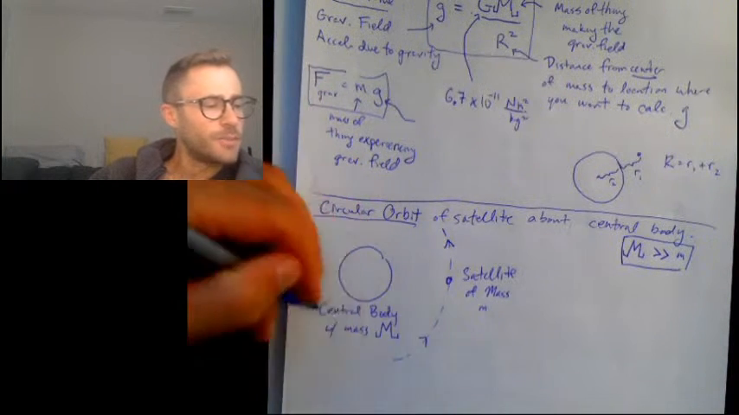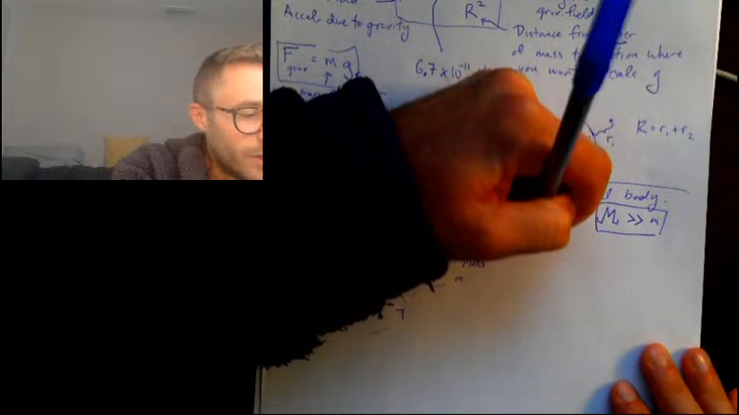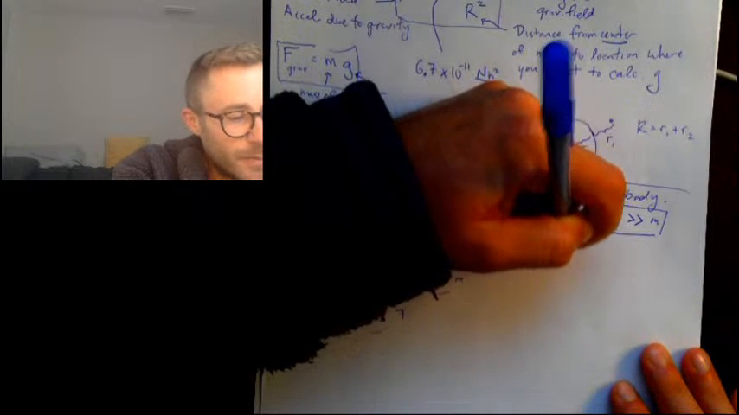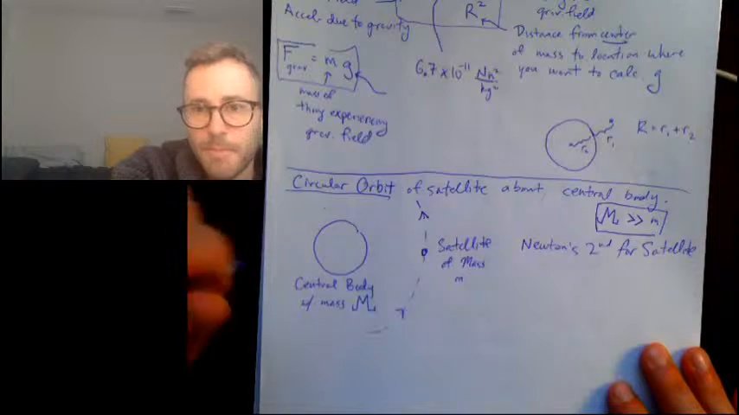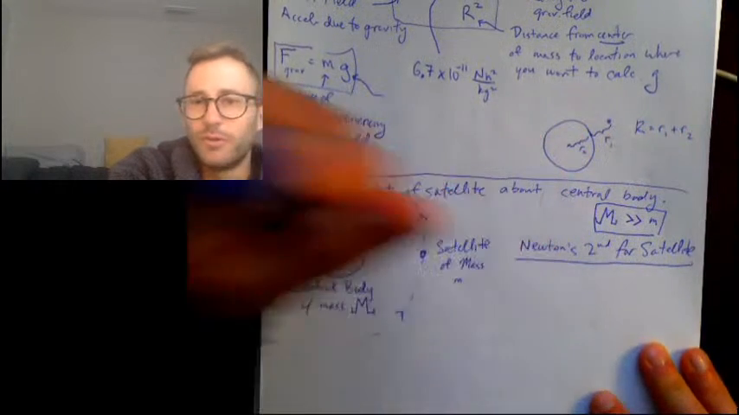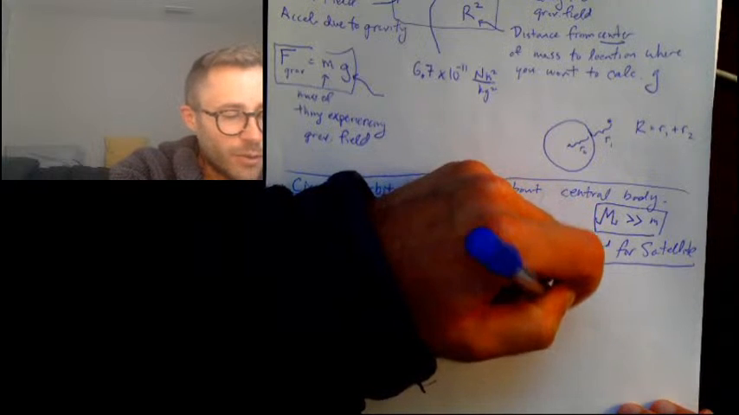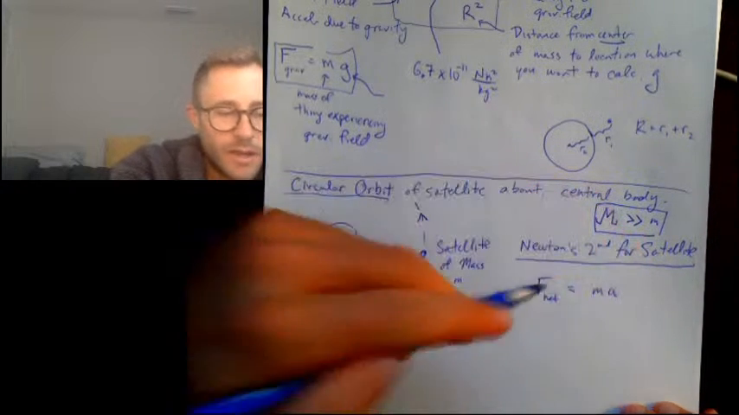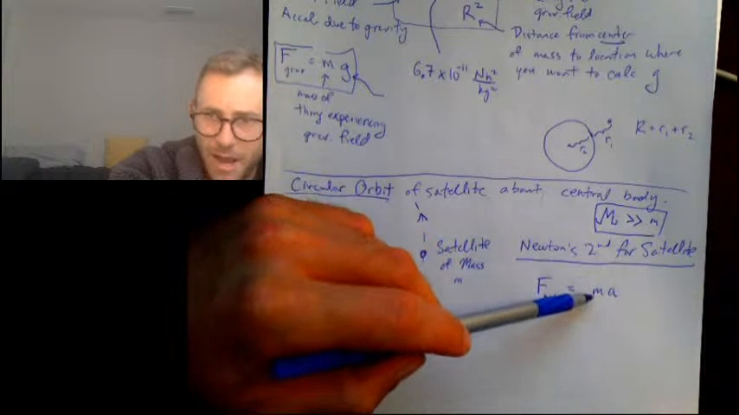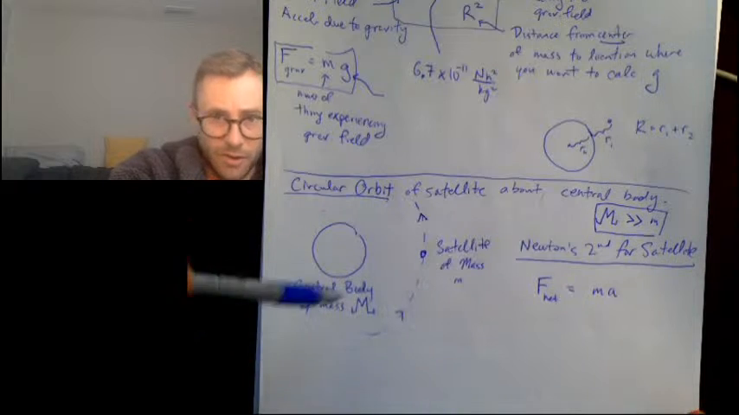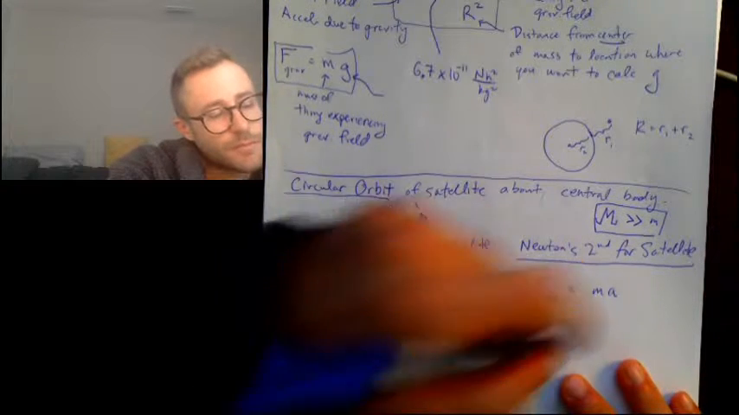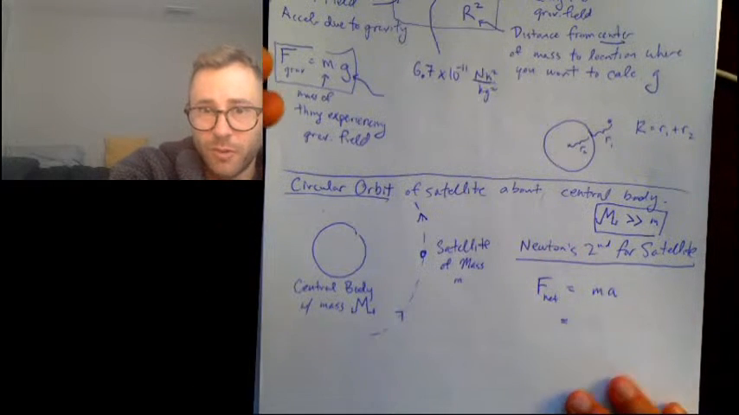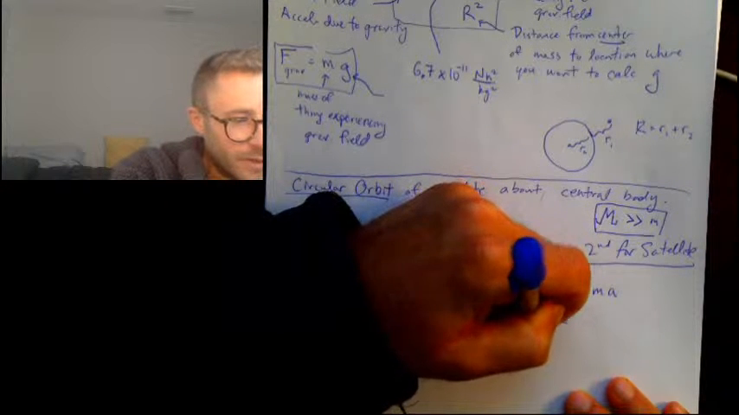All right, so what we're going to do is Newton's second law for the satellite. Okay? So Newton's second law for the satellite would be net force equals ma. Now, because it's Newton's second law for the satellite, the mass here is the mass of the satellite. If I did Newton's second law for the central body, this would be big M, okay? The net force is the gravitational force, which is little m times g.